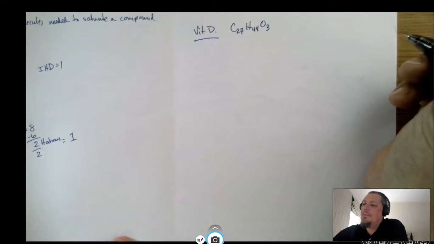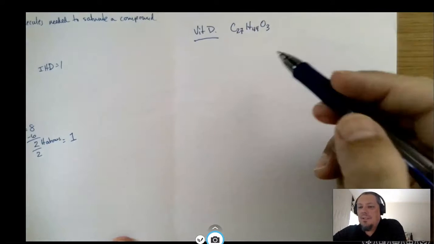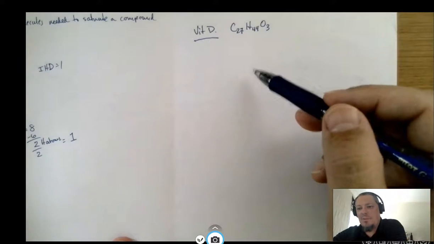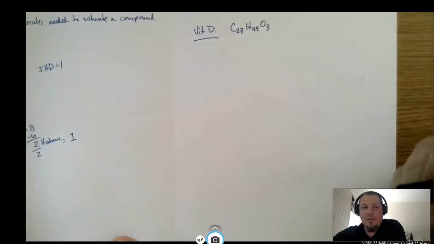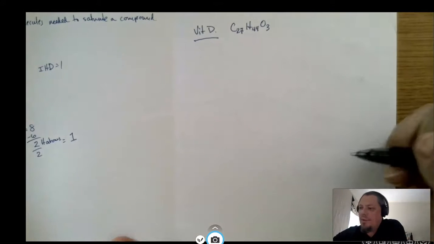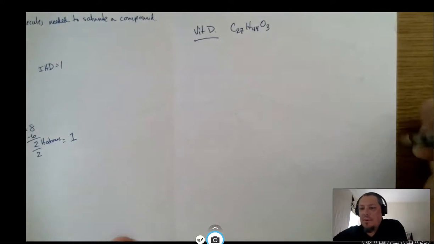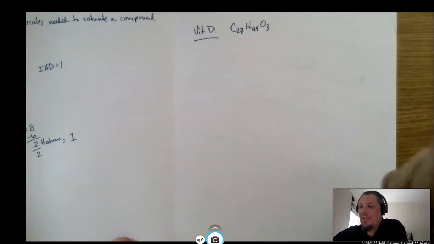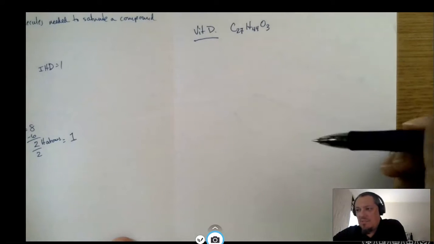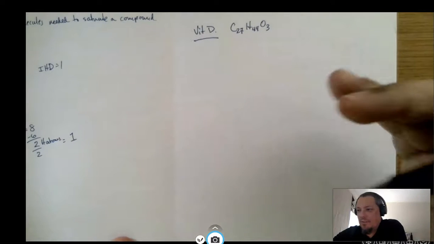I can calculate the IHD, and it'll give me a rough estimate of how many of these structural elements I have: how many double bonds, triple bonds, rings, or aromatics I might have in this compound. It's not going to tell me the exact structure, but it'll give me a list of options, essentially.